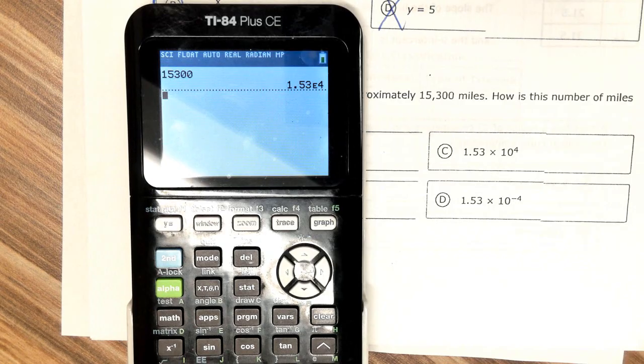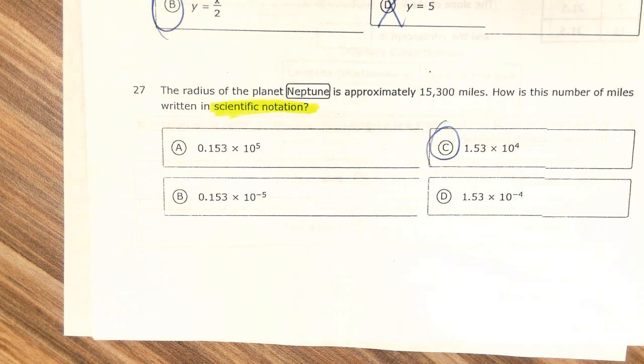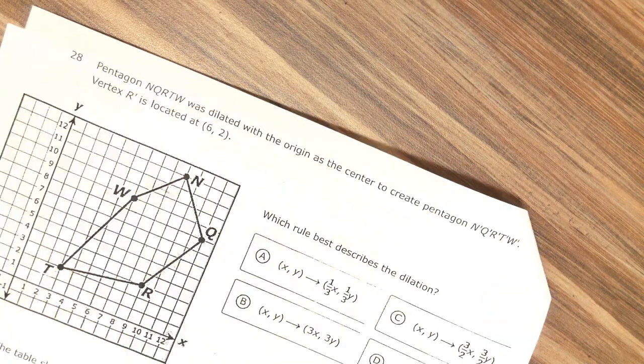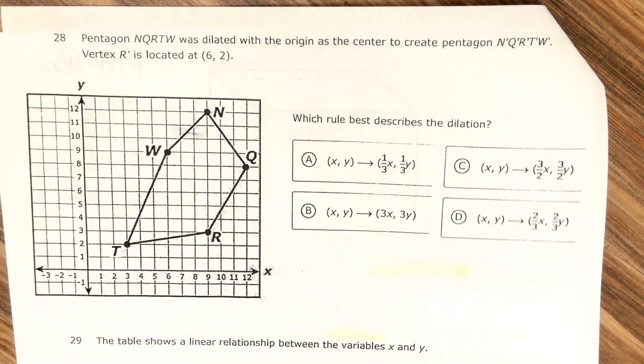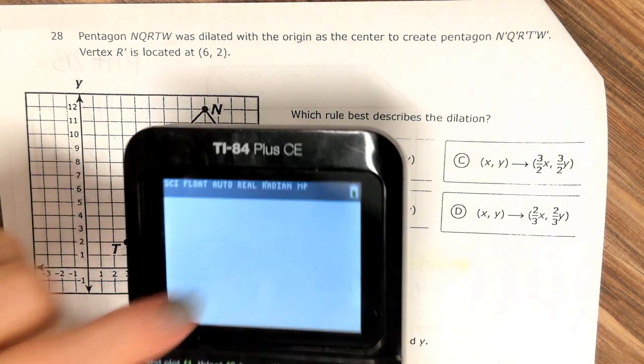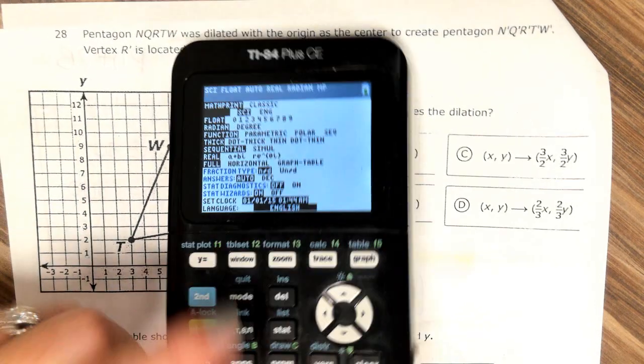What does the E mean? It means times 10 with an exponent of 4. So what's the answer? C. Now, the way they presented this next question can be challenging, but y'all know how to do it. But before I move on, what do I need to do in this? Go back out of scientific, go back to normal.